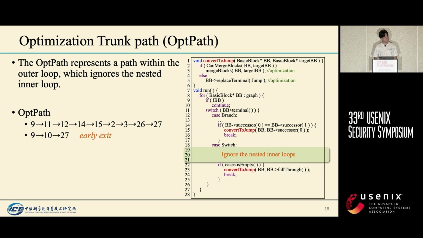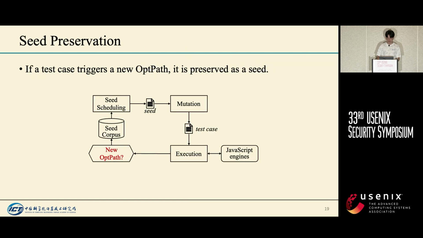The first path in the slides is an OPT path. It is worth noting that the second path is also an OPT path. Unlike the optimization path, this particular OPT path does not trigger the optimization. Instead, it proceeds to an early exit branch, for example, line 10. We'll discuss this later.